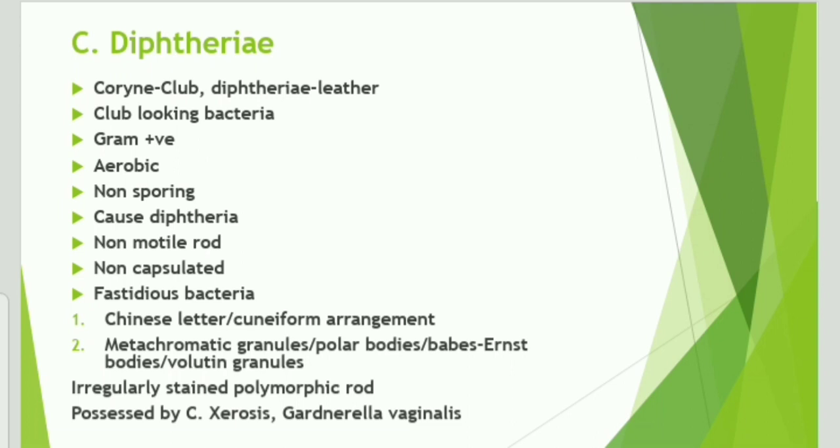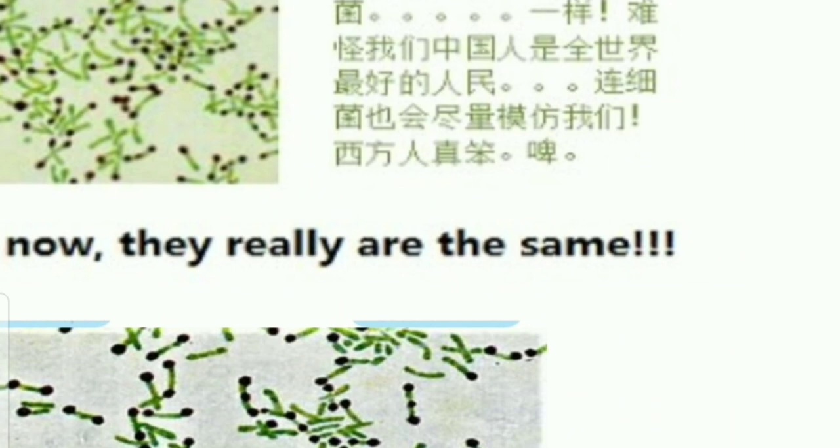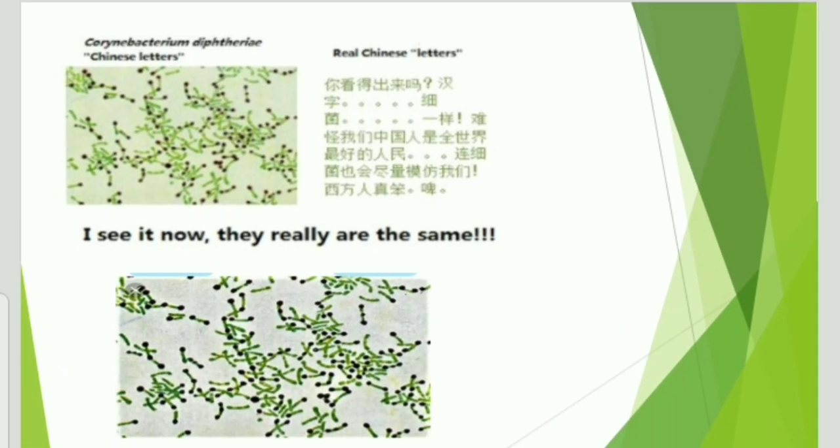And it's arranged like Chinese letters or in a cuneiform arrangement. You can see here, those arrangements are like Chinese letter arrangement. It's because of the snapping type of cell division it has. The bacterial cell divides horizontally and the daughter cells lie at an acute angle to each other. As the daughter cells lie at an acute angle to each other, they appear as V or L shaped in the smear.